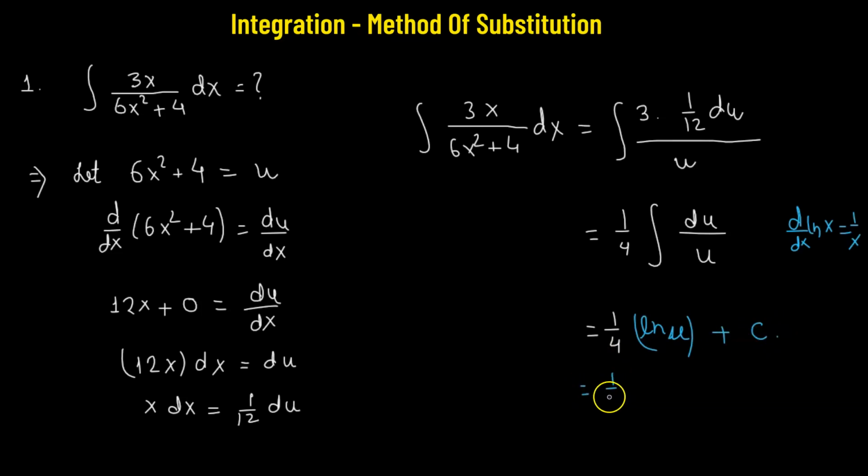Finally, we have 1/4 times natural log of u, but u we assumed. So our value of u is 6x squared plus 4, plus c. So this is going to be the final value of our integration. So let us do another problem.